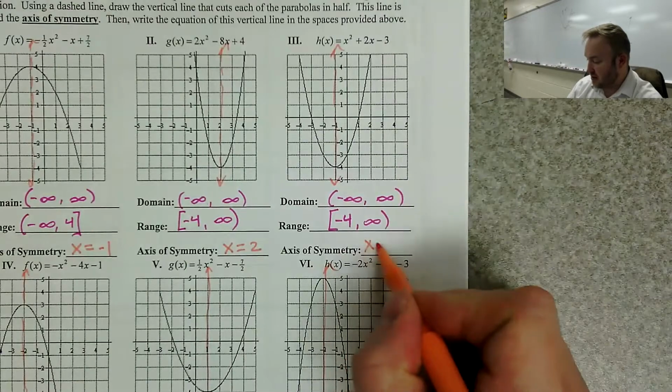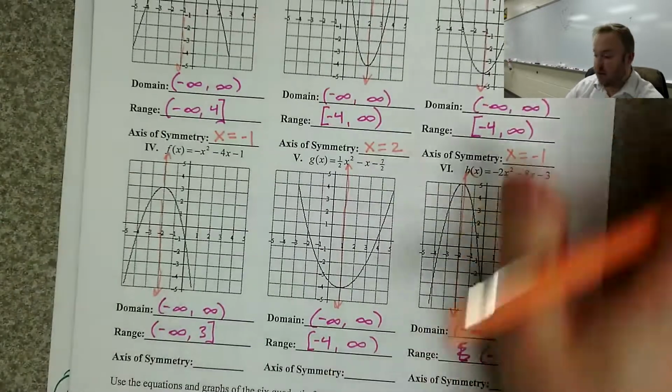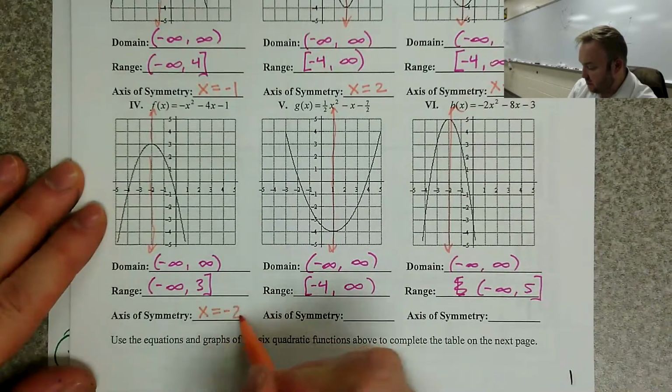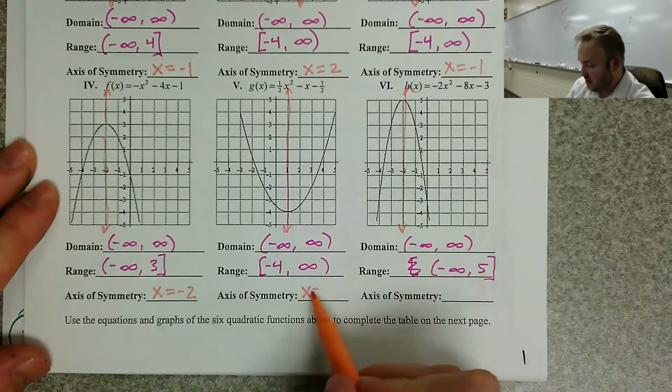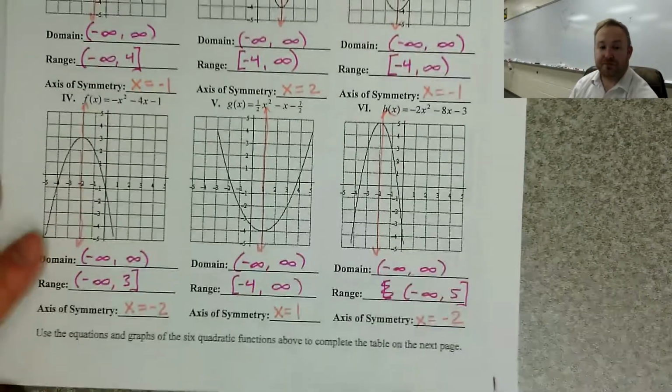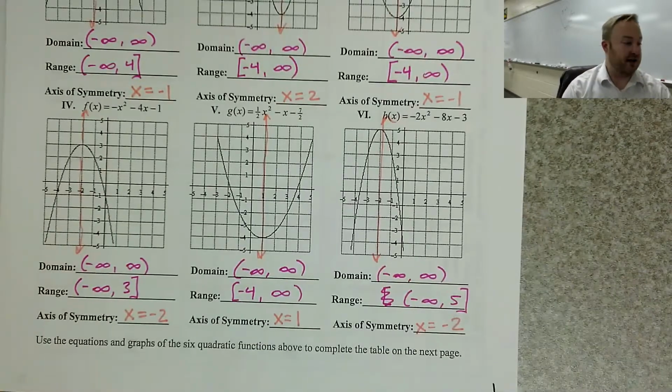The next one is x equals -1 again. Bottom left, the axis of symmetry is x equals -2. The next one is x equals 1. And finally, x equals -2 again. Okay, so that's how we find the axis of symmetry.